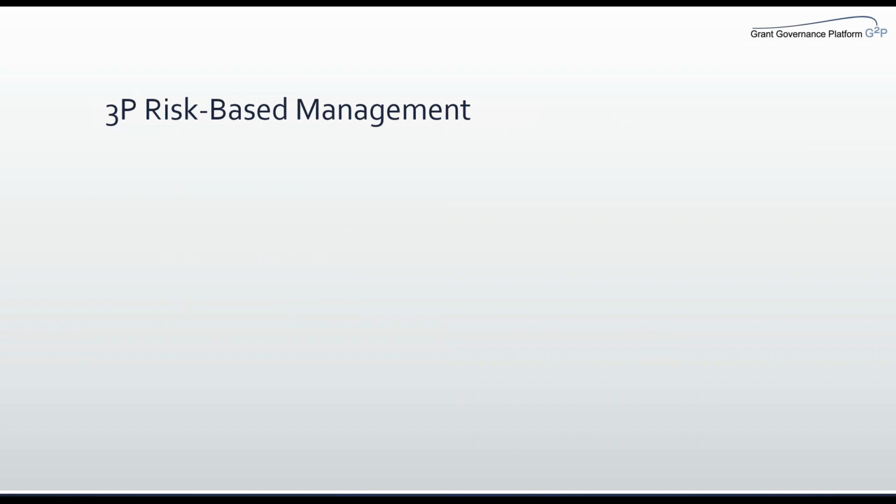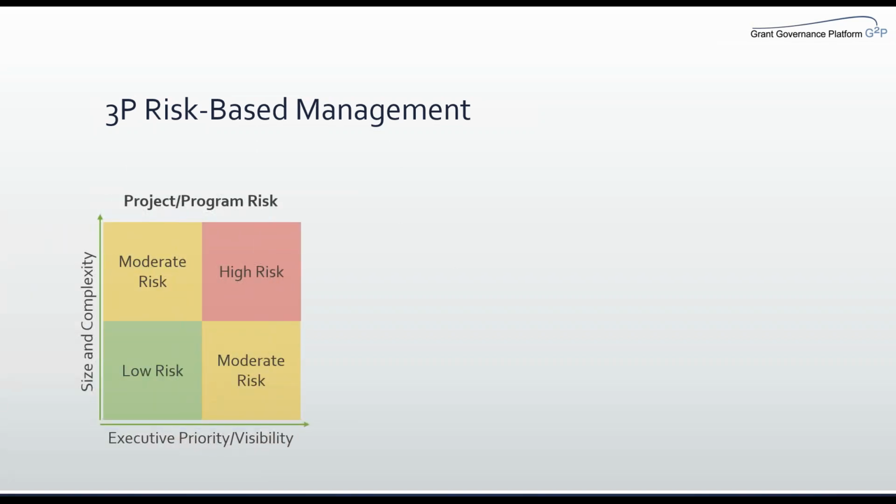So as we thought about that, we came up with the concept of 3 P's of risk-based management. The first of those is project and program risk. And we think about it from a matrix standpoint. This is just a way to consolidate into 3 main categories. This first category is not so much about the subrecipient, but the project itself. And that's where we take into account things like priority and visibility, and also the size and complexity of the program. Is it a $10 million program, or is it a $10,000 program? You take that into account here.